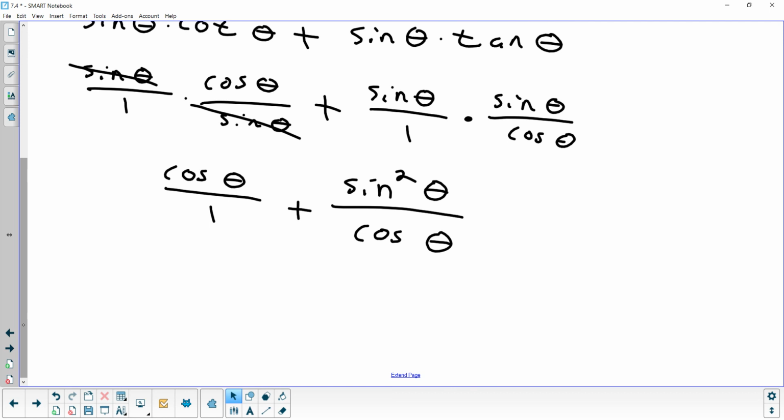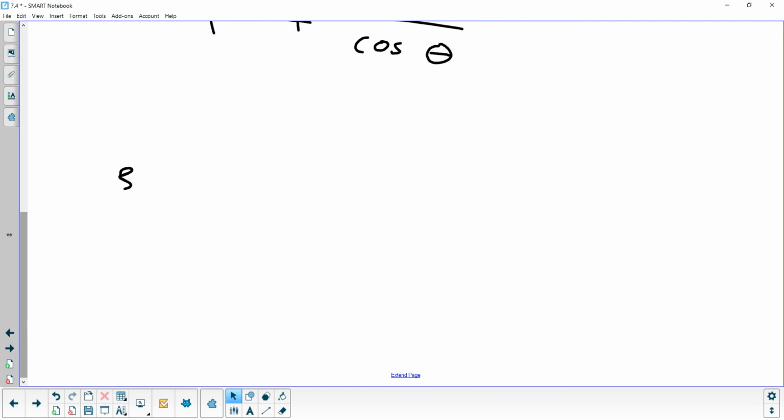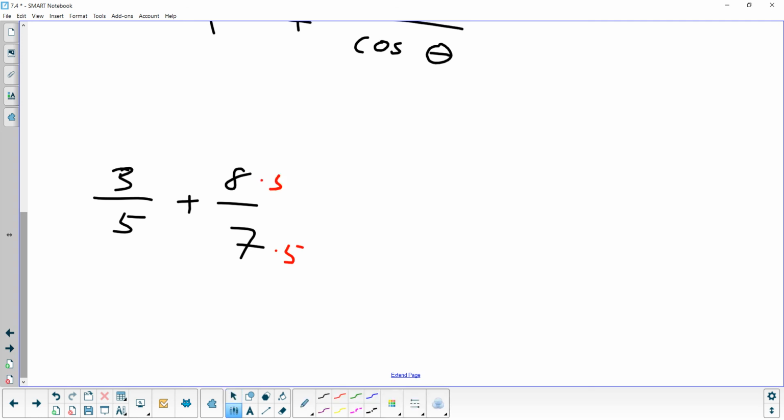So remember, the easiest way to find a common denominator, if you had something like this, you could just take the two denominators you have and multiply them together. It won't always be the smallest denominator, but it works. So in this case, I would use 35. Each fraction gets multiplied by the other denominator. Okay, it's basic adding fractions. We can do the exact same thing here.